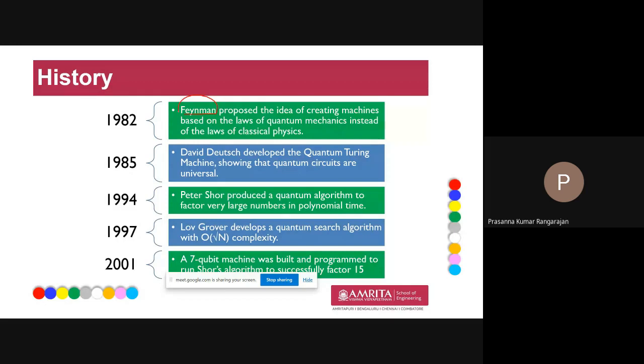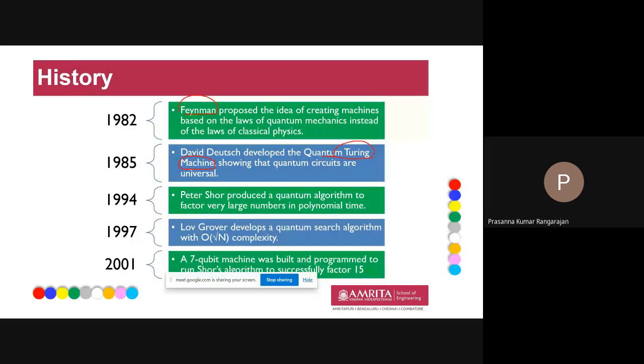Actually, after 1982, the major breakthrough was in 1985 when David Deutsch developed the quantum Turing machine. I hope you are all very familiar with the Turing machine. Those who have studied finite automata, etc., may be very familiar with it. A Turing machine is a finite automata machine which can perform certain calculations which were not able to be done by our pushdown automata or finite automata, etc. So David Deutsch developed a quantum Turing machine.